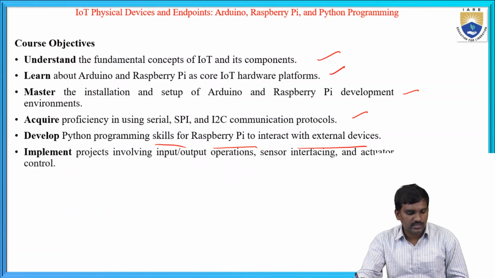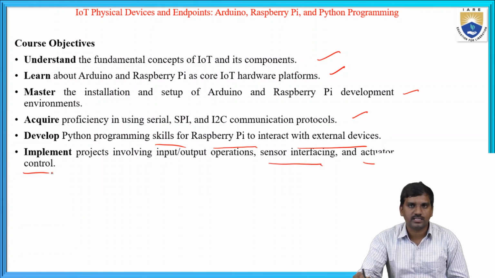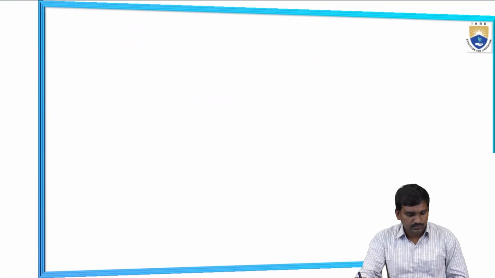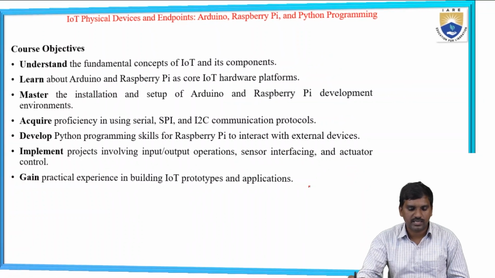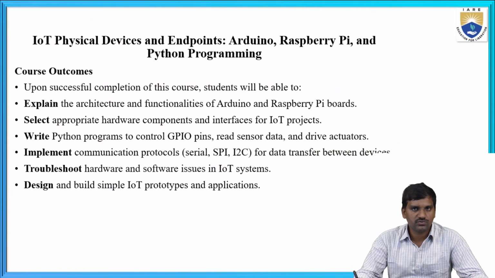Next, implement a project involving input-output operations like sensor interaction and actuator control. The last one, gain practical experience in building IoT prototypes and applications. In terms of IoT devices and endpoints, we have some course outcomes also. Before that, the course objectives; the outcomes are what you achieve on successful completion of the course.